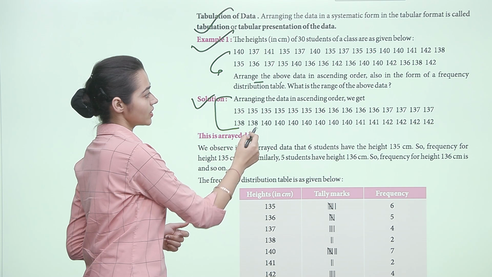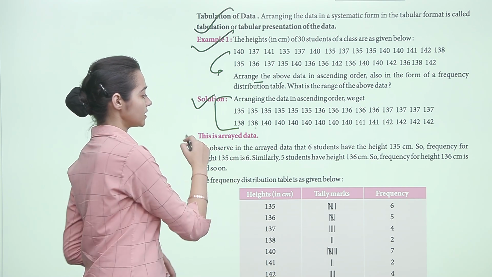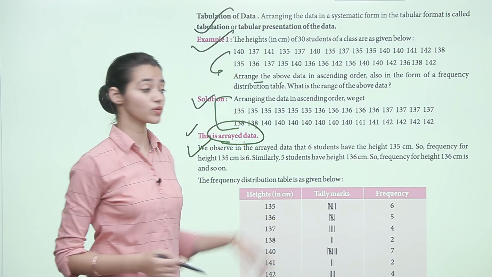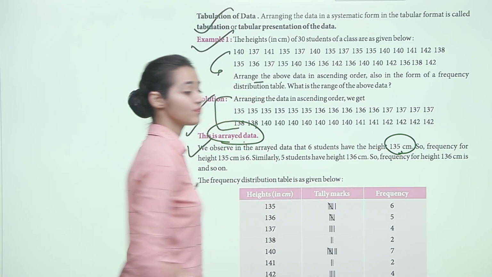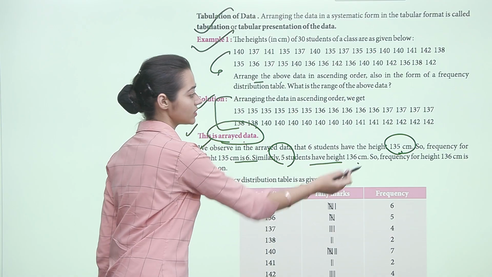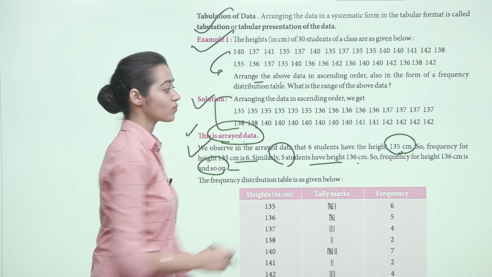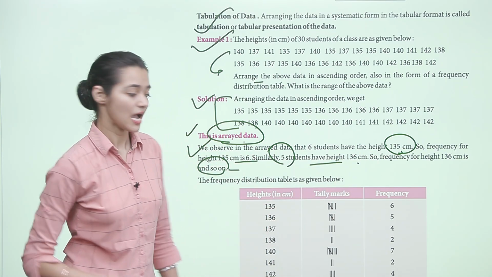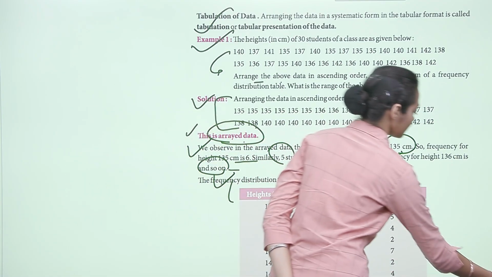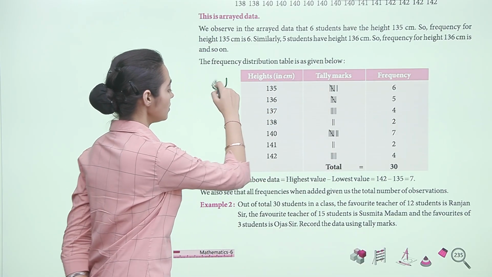Firstly, we arranged the data in ascending order, and this is our arrayed data. Now we observe that in the arrayed data, 6 students have height 135, so the frequency for 135 is 6. Similarly, 5 have 136, so the frequency for 136 centimeters is 5. And here is our frequency distribution table for all the students.